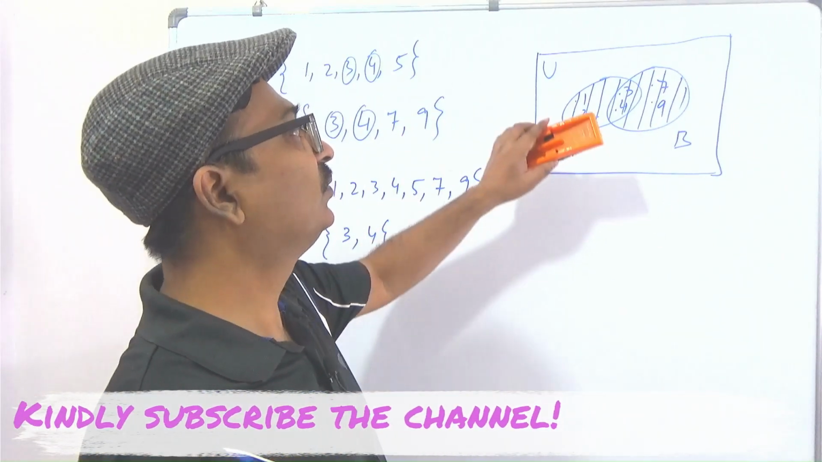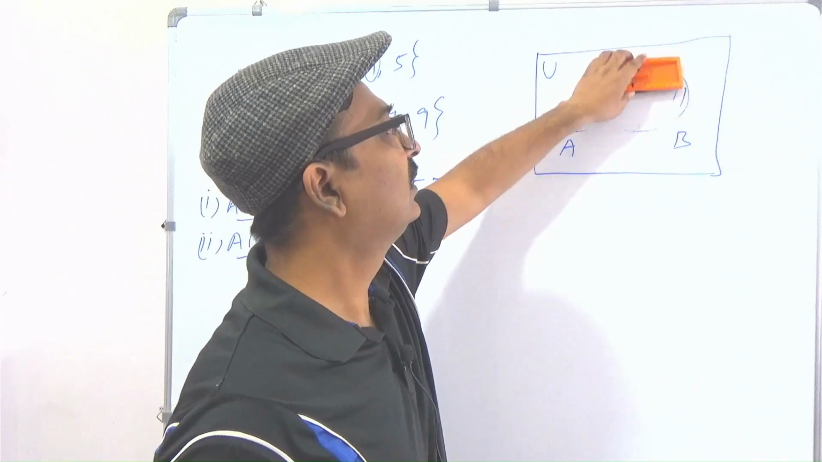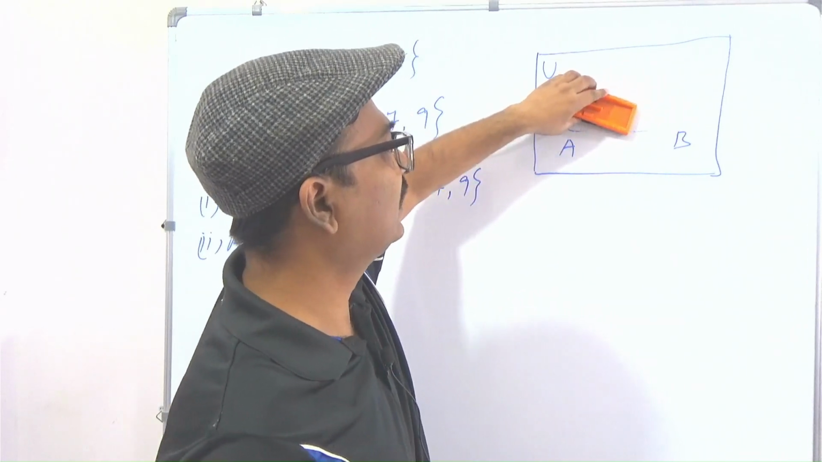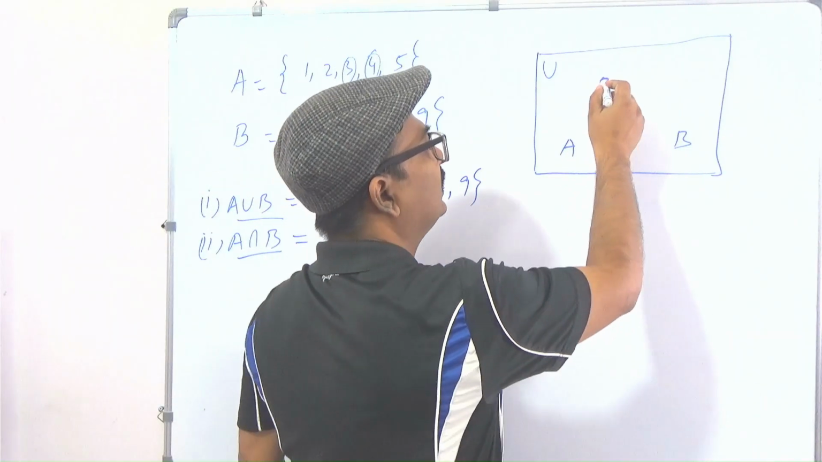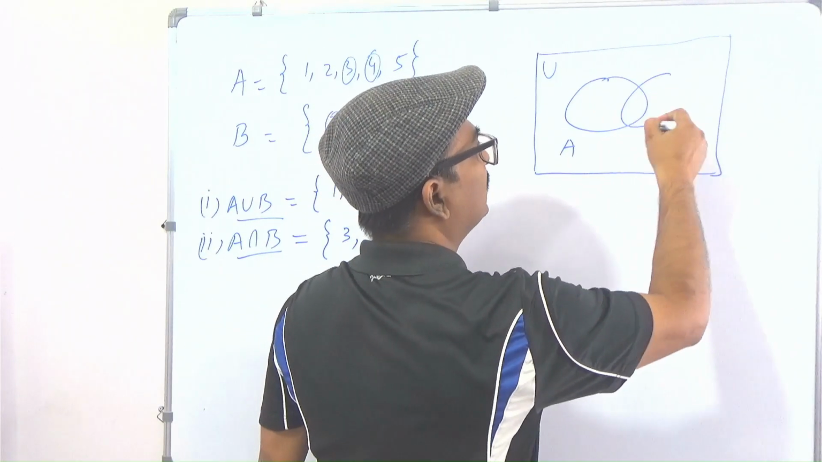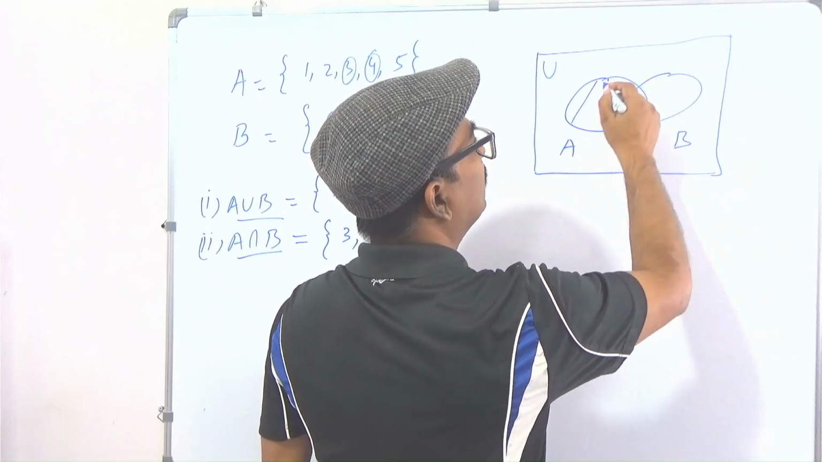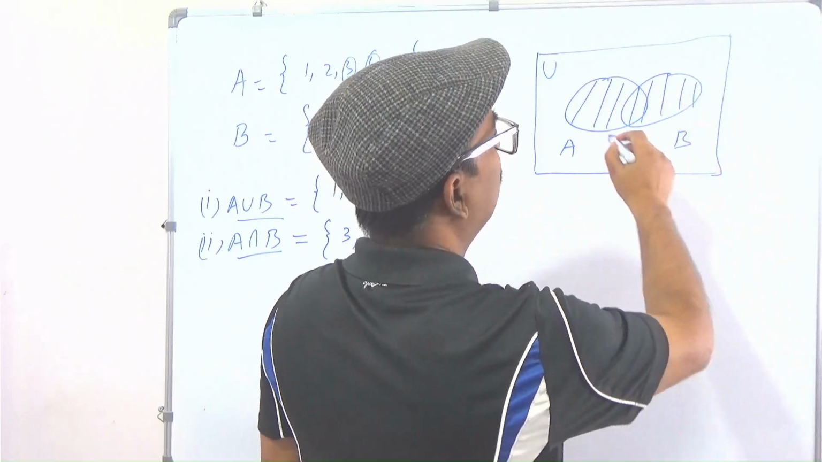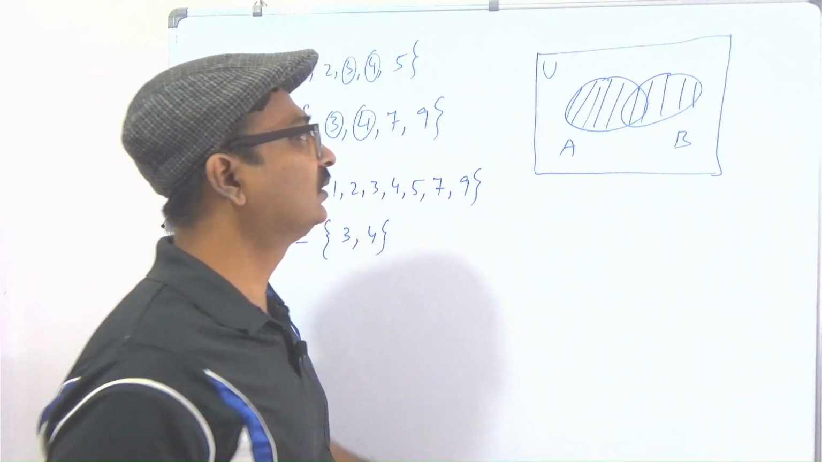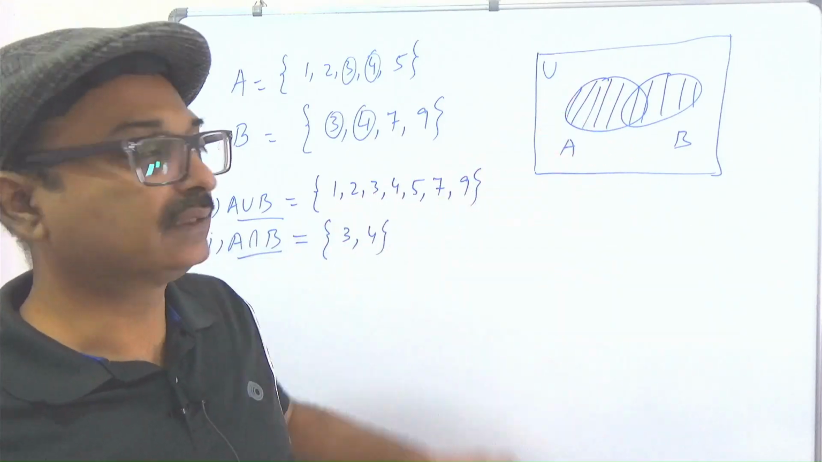So what we do when we have to show it on Venn diagram, usually we just don't write the elements, because that will make things very clumsy. So we present it like this.